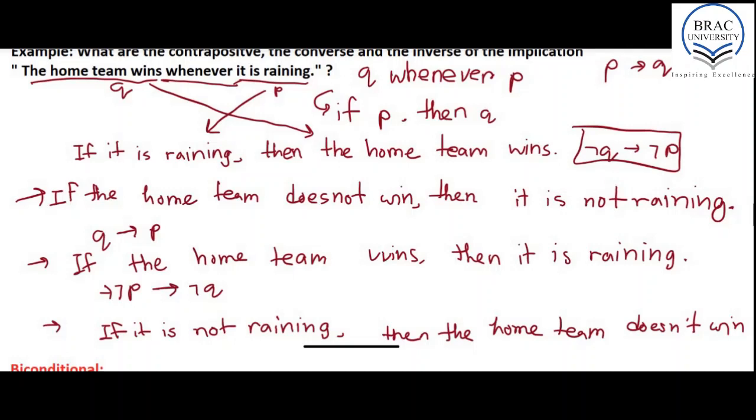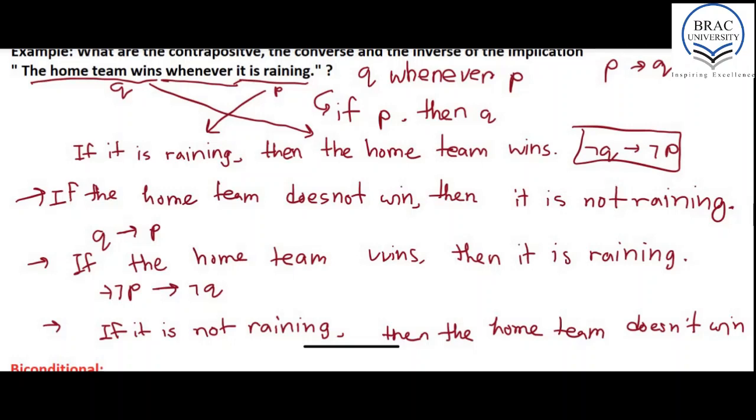As it is raining is P, not P is it is not raining. So the converse, Q implies P, will be: if the home team wins, then it is raining. And not P implies not Q is the inverse. So if it is not raining, not P, then the home team does not win. The home team wins is Q, so the home team does not win is not Q. I hope we understand converse, contrapositive and inverse.